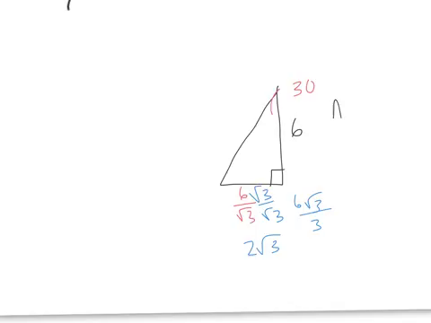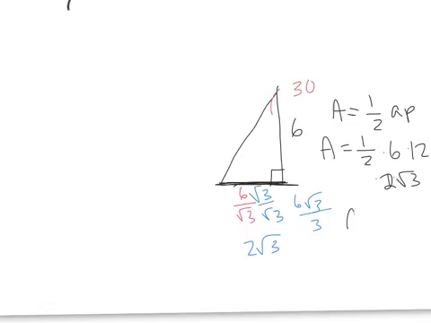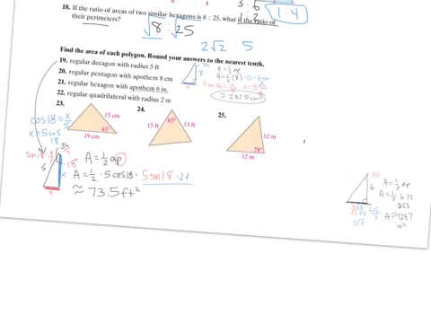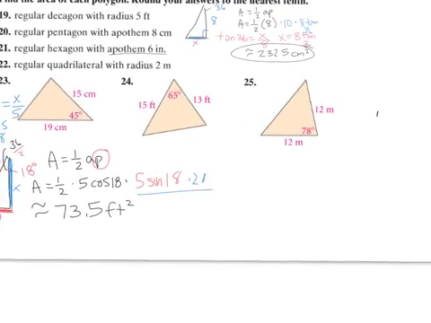So when I do my area is 1/2 AP. Area equals 1/2 the apothem, which is 6. The perimeter, if this is 2 root 3, we're going to have 12 of these. So it's going to be 12 times 2 root 3. So the area is approximately equal to 124.7 inches squared. And I'm going to skip 22. I feel like we're getting redundant here.